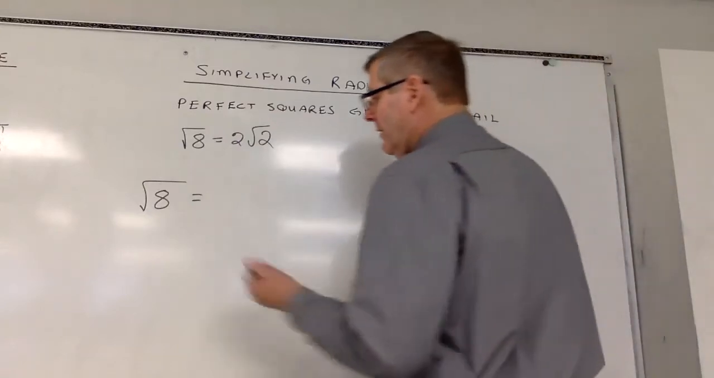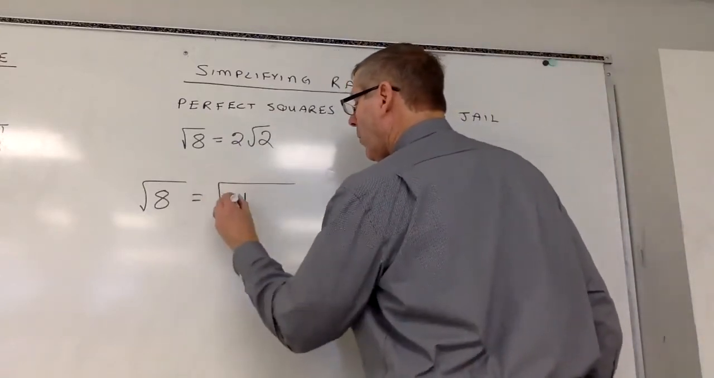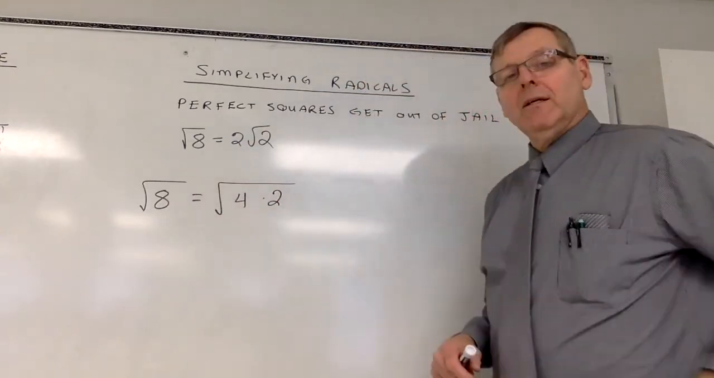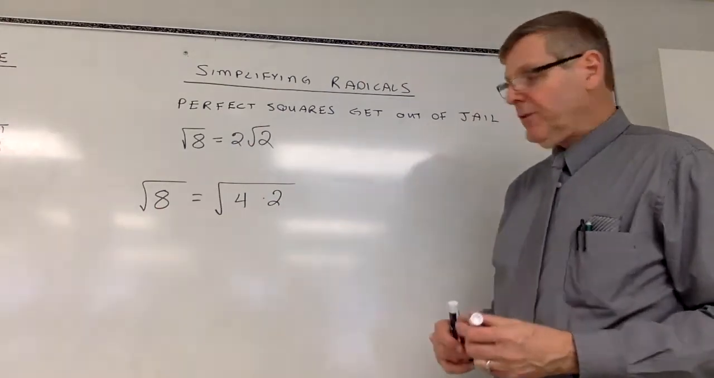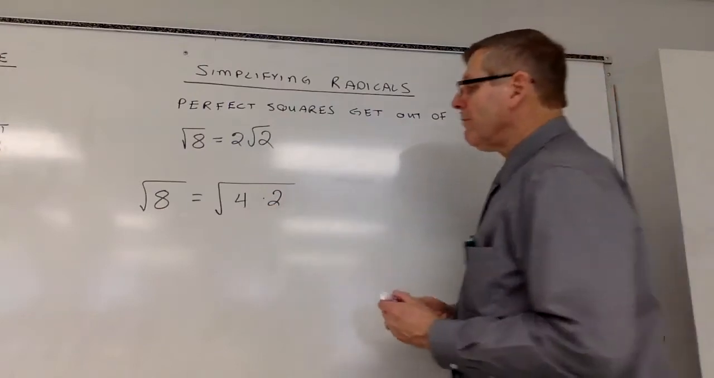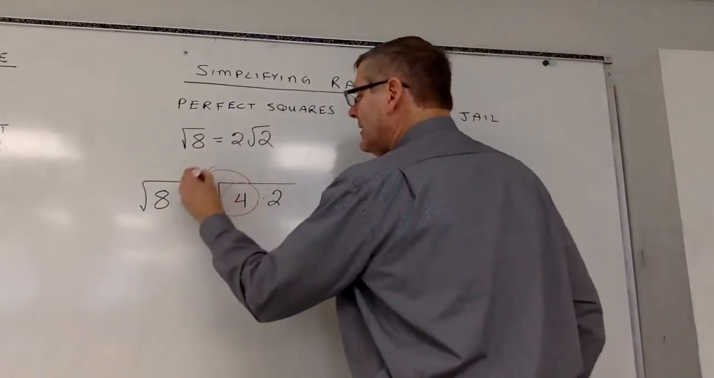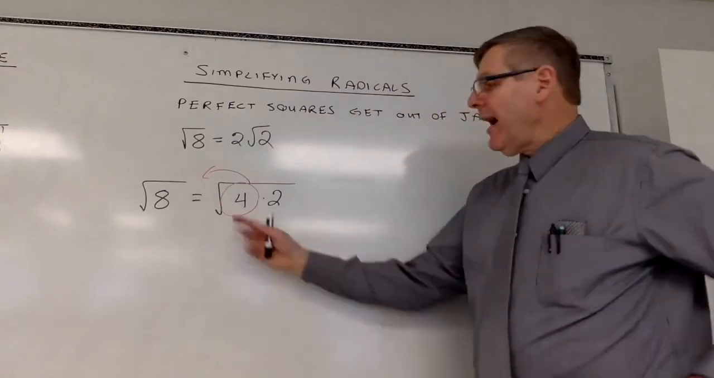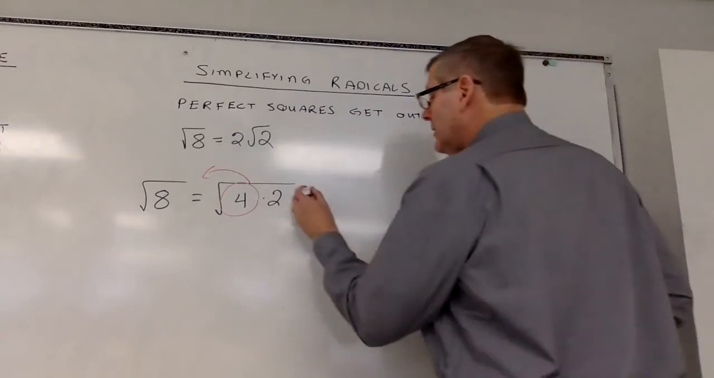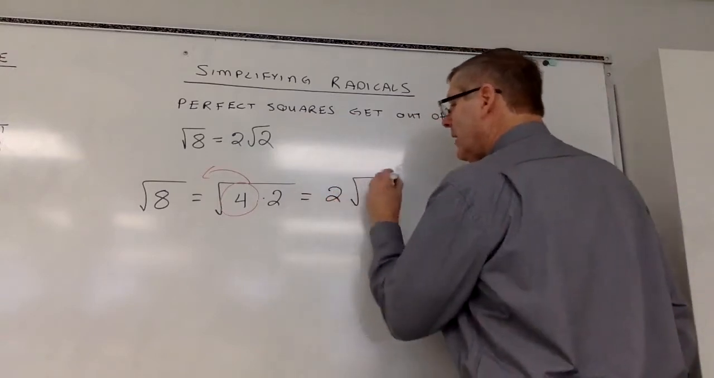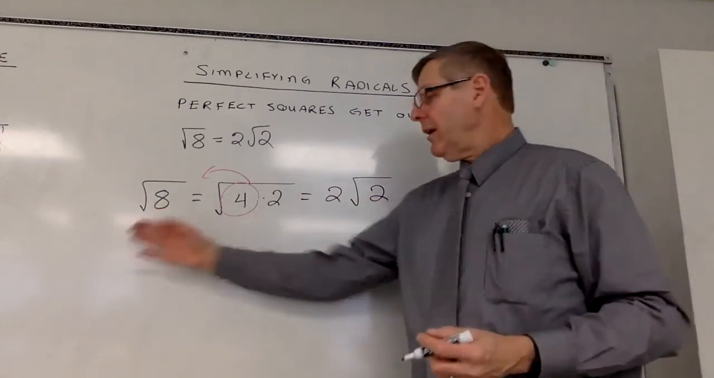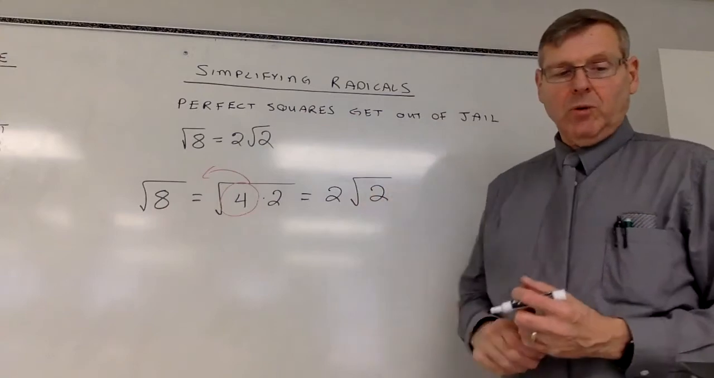Well, I can think of one offhand, that being 4, because 8 is 4 times 2. And 4 is one of those numbers that we call a perfect square. So to get out of jail, you need a perfect square. So 4 is a perfect square. If I'm going to take it out of jail, I'm going to have to take the square root of it. What is the square root of 4? 2. So this is equal to 2 times, the only thing left in jail is 2. And that is why the square root of 8 is the same as 2 times the square root of 2.